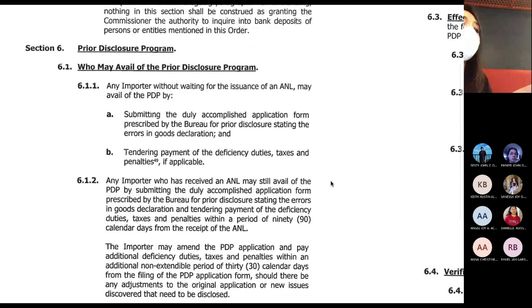Section 6. Prior Disclosure Program. 6.1 Who may avail of the Prior Disclosure Program? 6.1.1 Any importer, without waiting for the issuance of an authority notification letter or application form for Prior Disclosure Program, may avail of the PDP by A. Submitting the duly accomplished application form prescribed by the Bureau for prior disclosure stating the errors in goods declaration, and B. Tendering payment of the duties, taxes, and penalties if applicable.